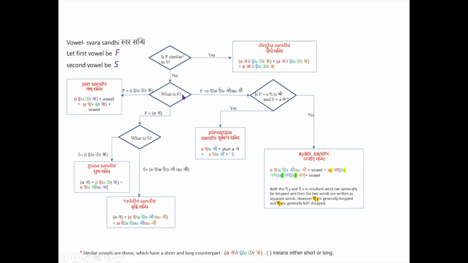If the first vowel is Ekara, Okara, or Aukara, then we have to see whether the first vowel is E or O and the second vowel is short Akara. Here there is no bracket, so it will be just short Akara. If that is the case, then it becomes Purva Rupa Sandhi, that is, if the first vowel is E or O and the second is Akara.